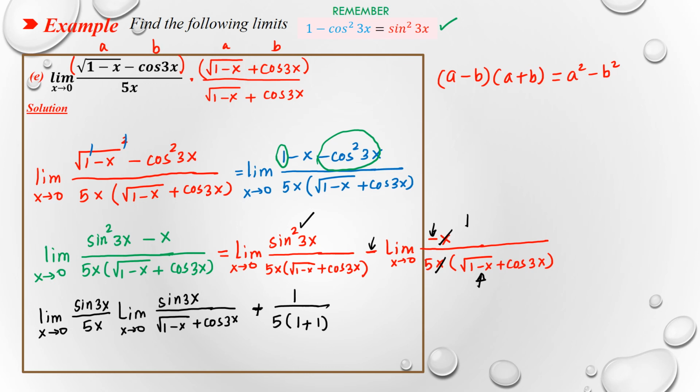For the first one, you have 3 over 5 multiplied by, here you have to use direct substitution. So we have 0 over square root of 1 plus 0 is 1, plus 1, plus 1 over 10. This term will be 0 and the answer will be 1 over 10. So 1 over 10 is the answer of our limit. And that's it. Thank you.